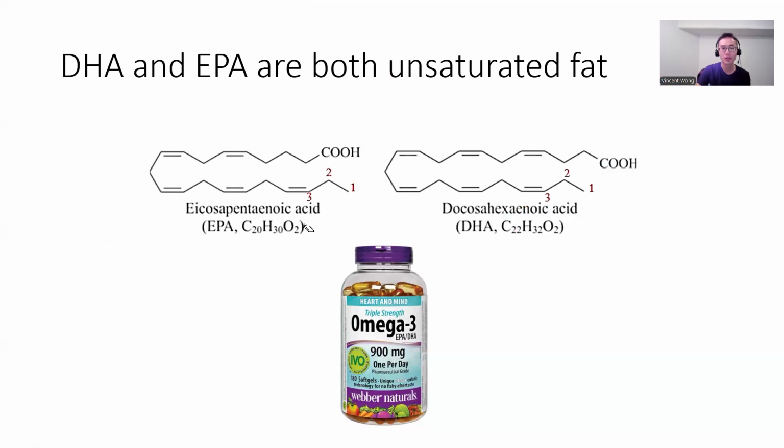The 3 refers to the location of the first double bond. So if carbon number 3 is the first time you see the double bond, then it's an omega-3. If carbon number 6 is the first time you see the double bond, then it's an omega-6. Pregnant women are usually advised to take omega-3, 6, 9 supplements. They are essential, and it helps with fetal brain development.